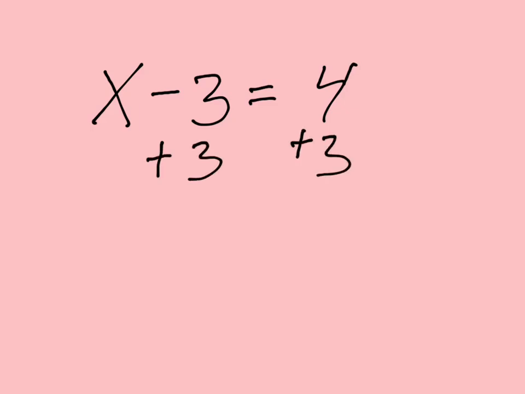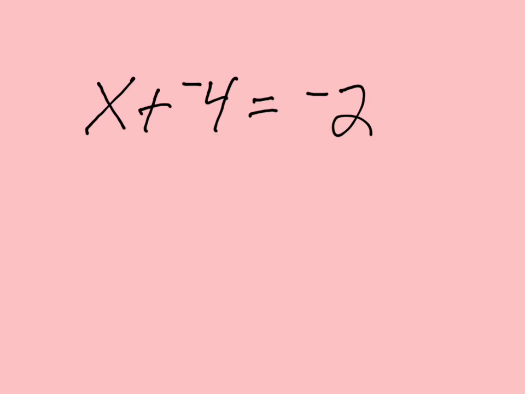X minus 3 equals 4. Well, now we have a minus 3. X is getting 3 taken away from it. The inverse of that is adding 3. We do the same thing to both sides. Those go poof. We get x equals 4 plus 3, which is 7. And we show our work this way. Let's look at another example.